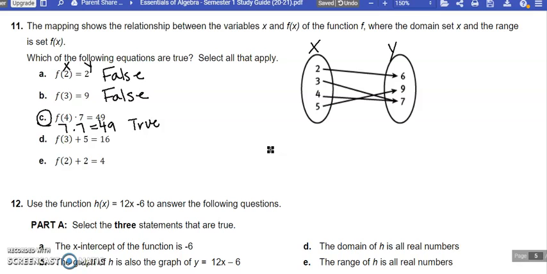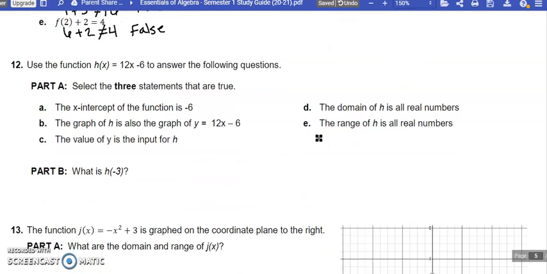So if it's asking me to select the true, then I know that one's true. F of 3, which is 7, plus 5, is that 16? Well, no, that's 12. So that one's false. And f of 2 plus 2, f of 2 is 6, plus 2, does that equal 4? No, it does not, so that one's false also. So quite a few false there. Only letter C was correct.